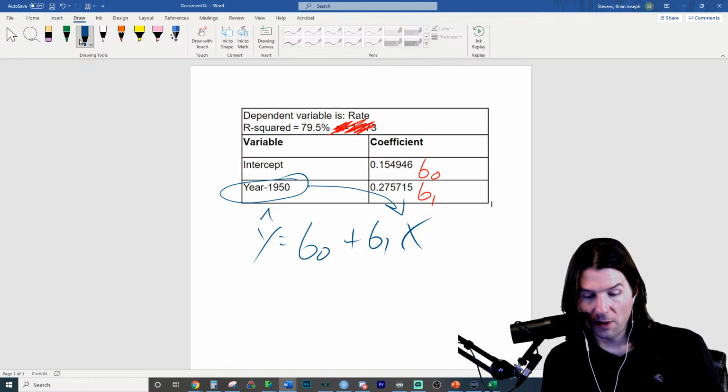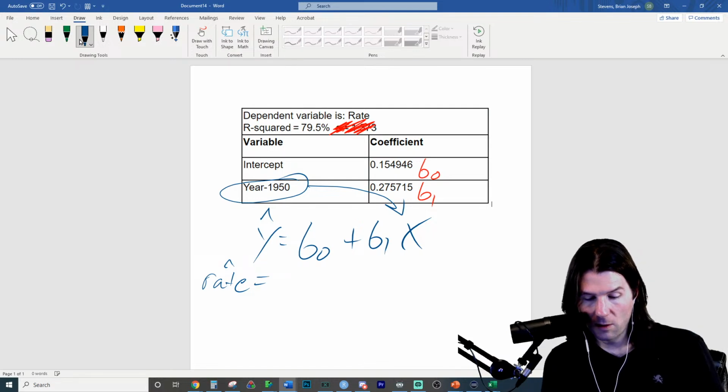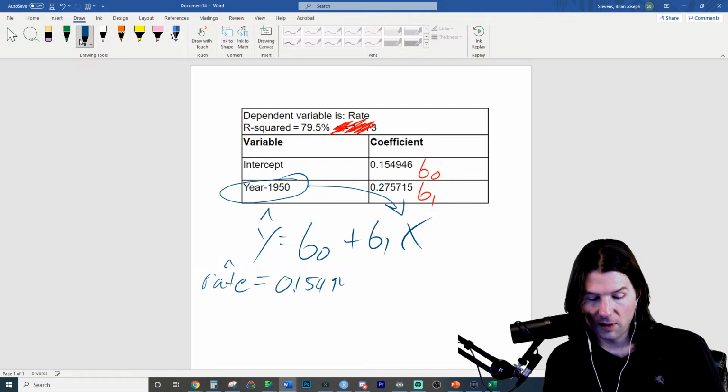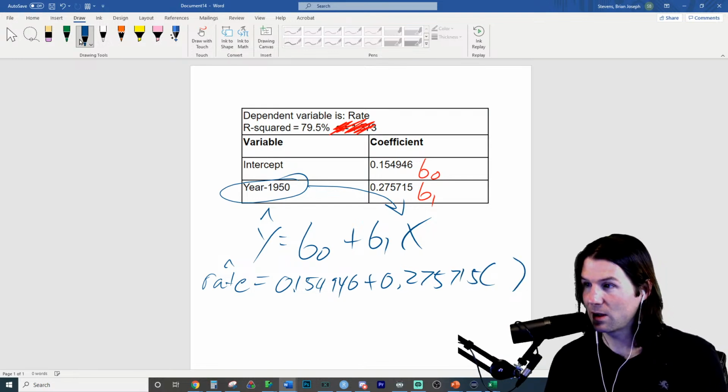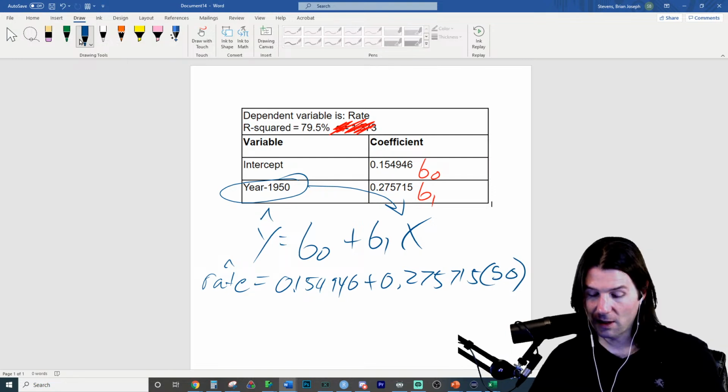So what am I actually going to plug in for the predicted, what are we predicting? Oh, rate. Yeah, so the predicted rate of interest is equal to 0.154946 plus 0.27. Love all the decimals. And what do we plug in right here? 50. Great job, Layla. Excellent work. We're going to plug in 50.